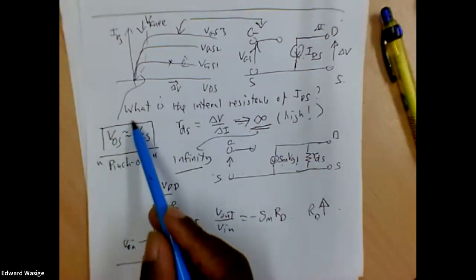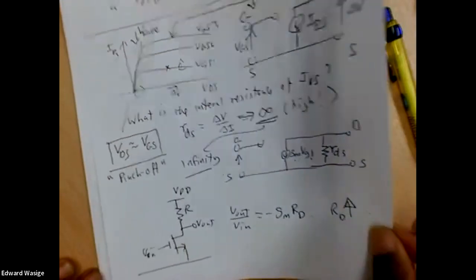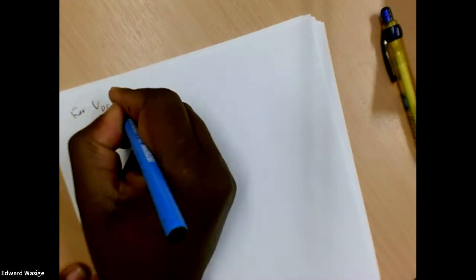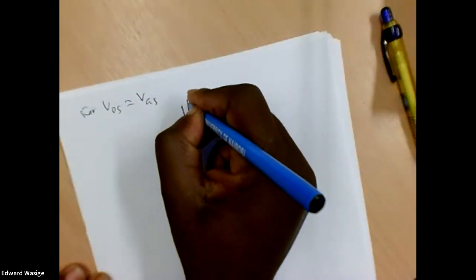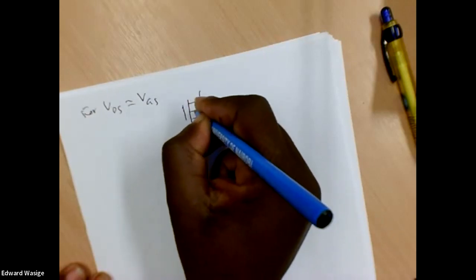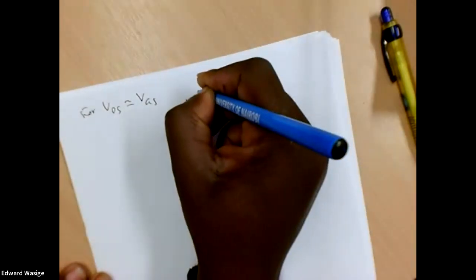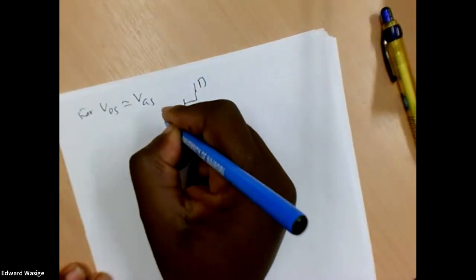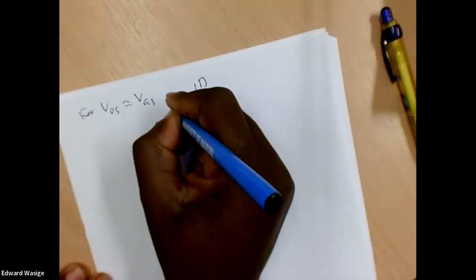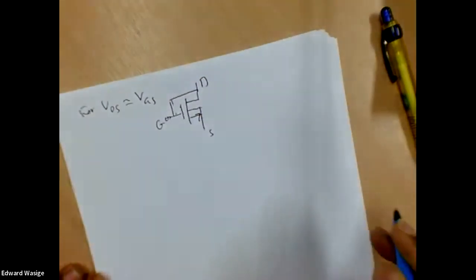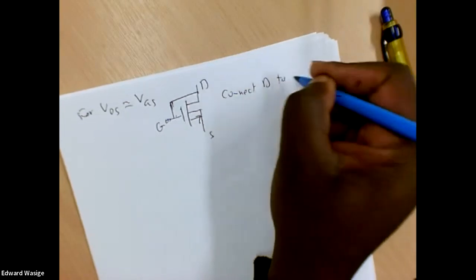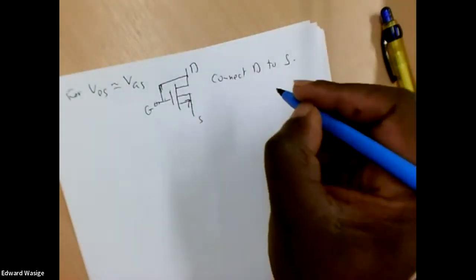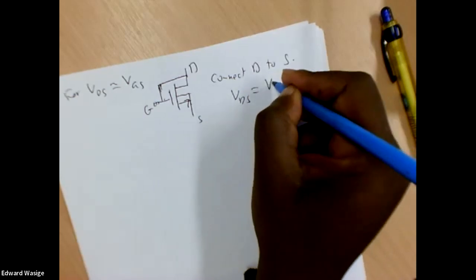So for us to achieve this condition, VDS approximately equal to VGS, if I'm using an NMOS transistor, I can achieve that condition in a fairly easy way. So that's my source, that's my drain, and that's my gate. Actually, if I connect D to S, this means that VDS is equal to VGS.